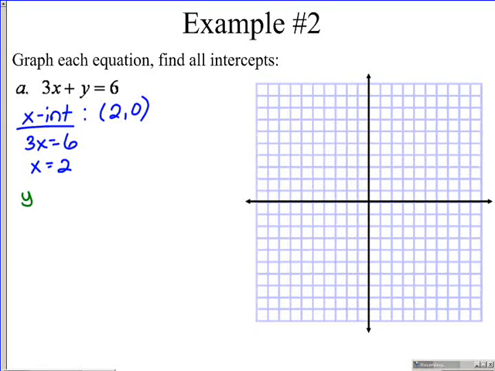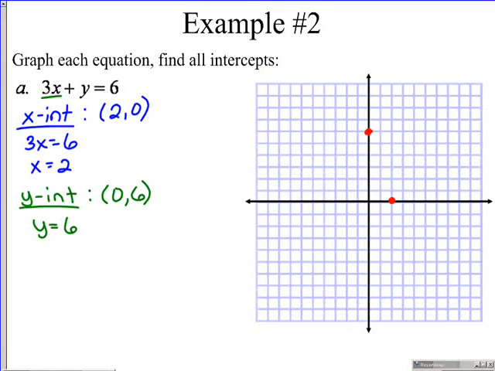Y-intercept. To find a y-intercept, we put 0 in for x, which makes that entire term disappear. We're left with y equals 6. We put in 0 for x, we got out 6 for y, and now I'm simply going to plot each of those two intercepts and connect them with a line. We have the ordered pair 2, 0. The ordered pair is 0, 6. Once we have those 2 points, connect them with a line.